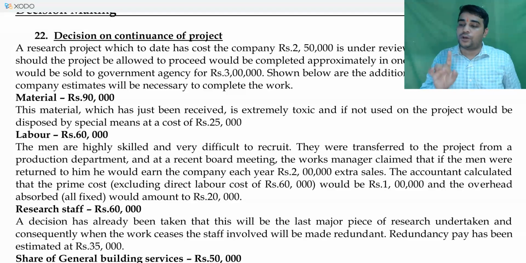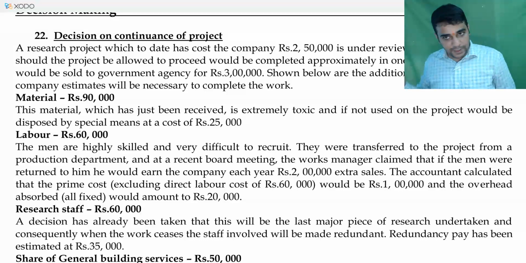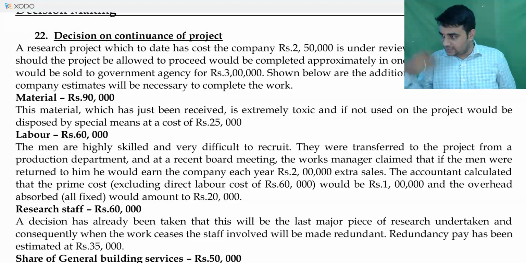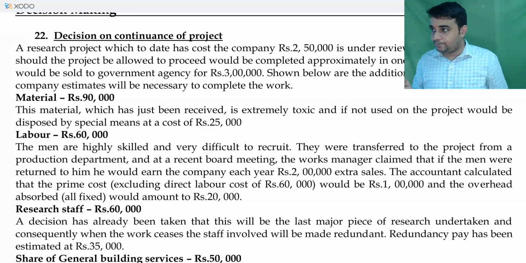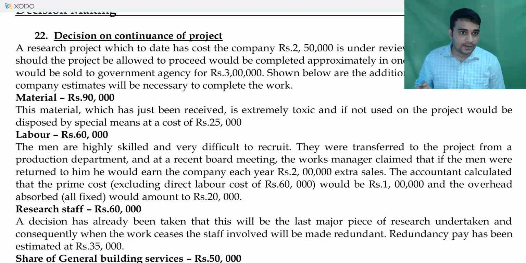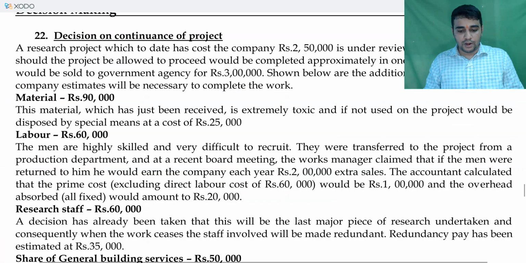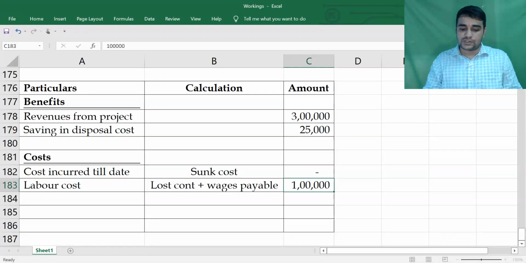Overhead absorbed, all fixed, is 20,000. Lost contribution plus wages payable. Lost contribution is 1 lakh rupees: 2 lakh minus 1 lakh. Wages was not subtracted, so I am not adding it back. So labor is lost contribution plus wages payable. Lost contribution is 1 lakh and wages payable is 60,000, but anyway it was not subtracted, so we are not adding it back. So this is 1 lakh rupees.